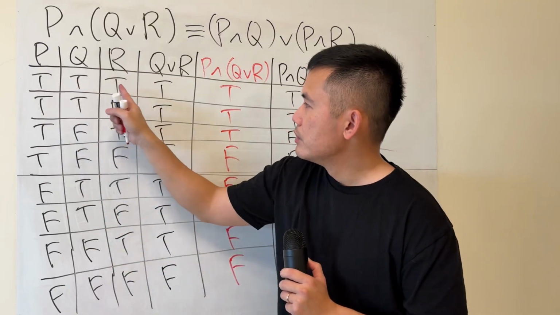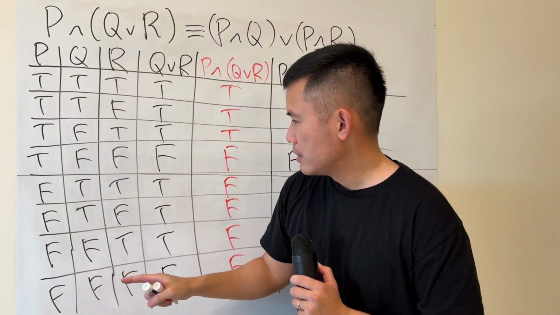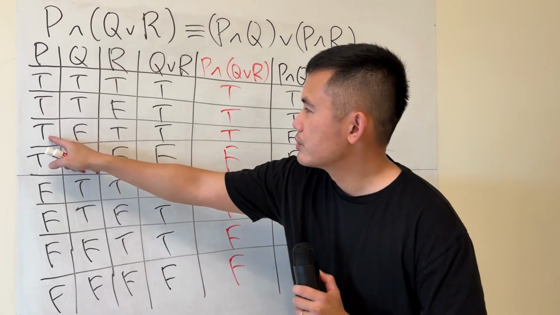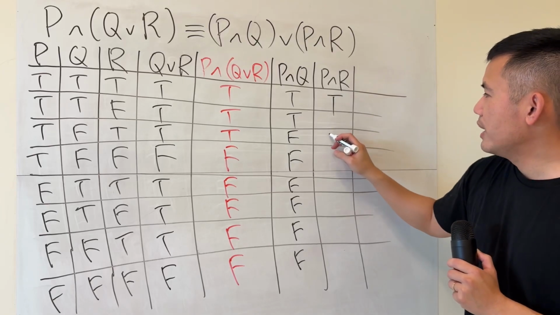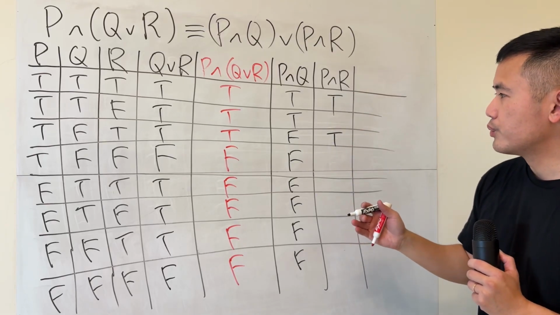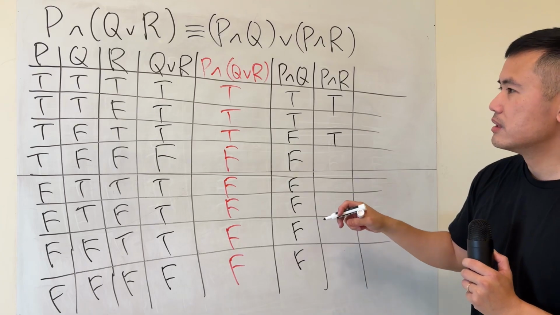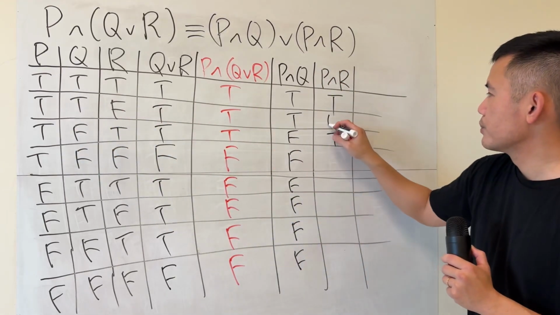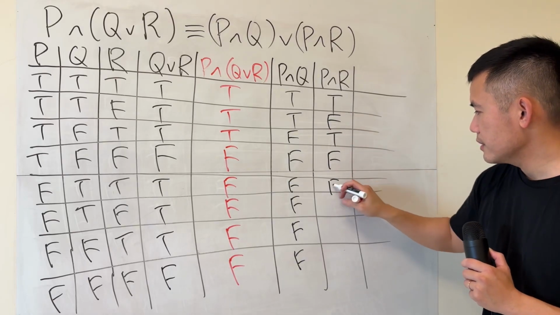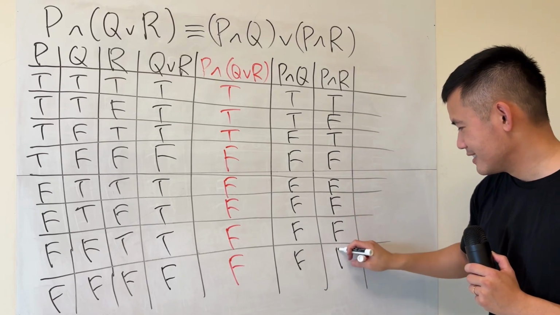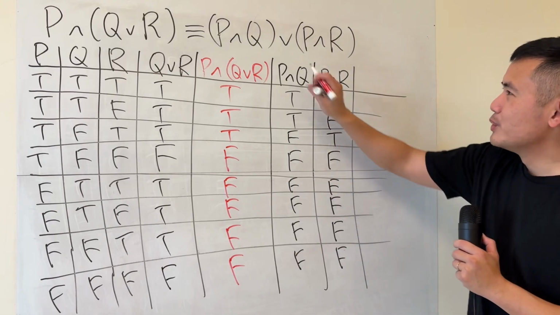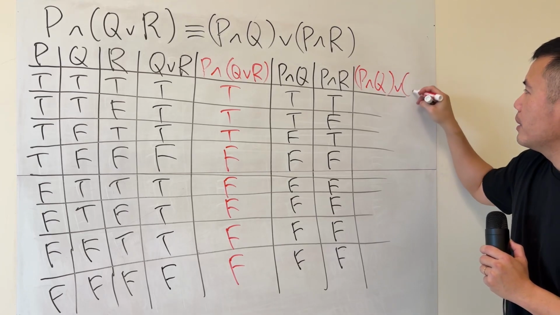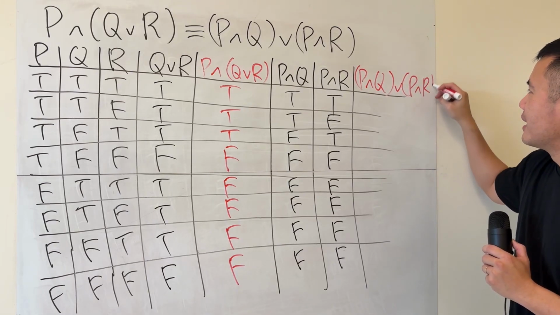So we have true, true, and that's it. And actually here, true, true. So only the first one and the third one are true, and the rest are false. Yeah, because this is true, false, so the rest are false. All right, finally, we just have to have that. So P and Q or P and R.